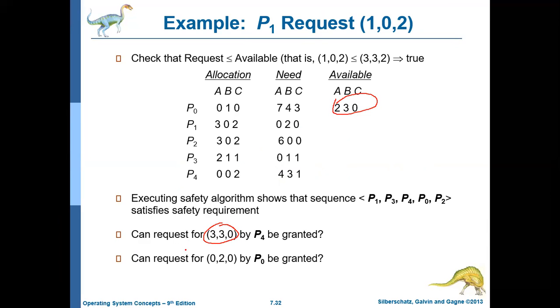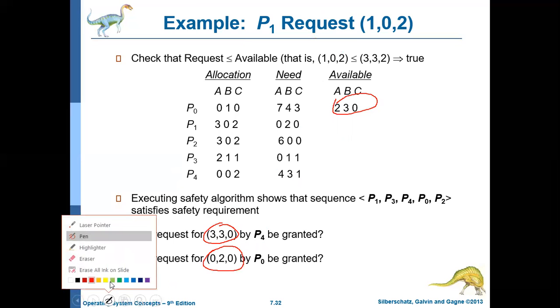Can the request 020 by P0 be granted or not? If P0 requests 020, 020 is less than available. Yes, so it can be granted provided there is a safe sequence. The operating system should pretend as if it is granted, and then check whether there is a safe sequence or not. You can check and tell whether there will be a safe sequence. I guess there will be a safe sequence for this, right?